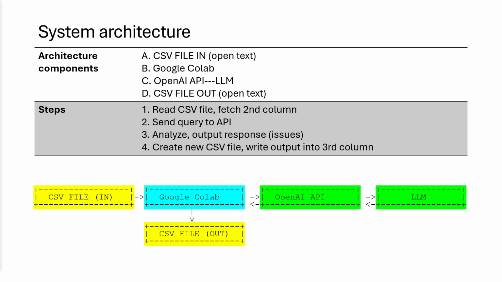So to recap, we have a CSV file. This is an input file which contains employee self-reflections and performance data. We have Google Colab that reads the CSV file, extracts text from it and numeric values from it, and sends this as a query to the LLM. Google Colab also receives the response from the LLM. We have the OpenAI API, which processes the data and sends it forward to the LLM. And the LLM analyzes the text, extracts insights, and returns a response.